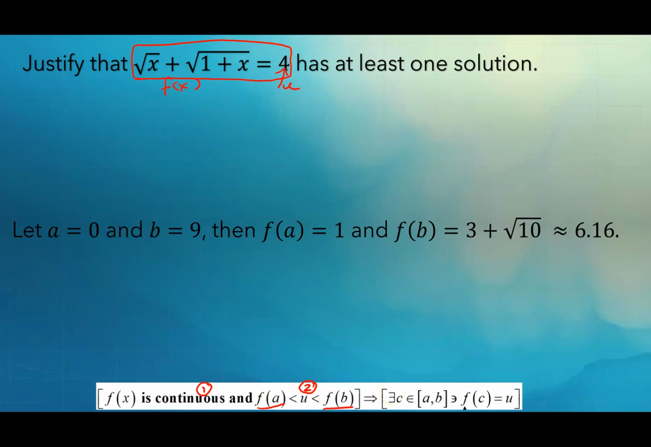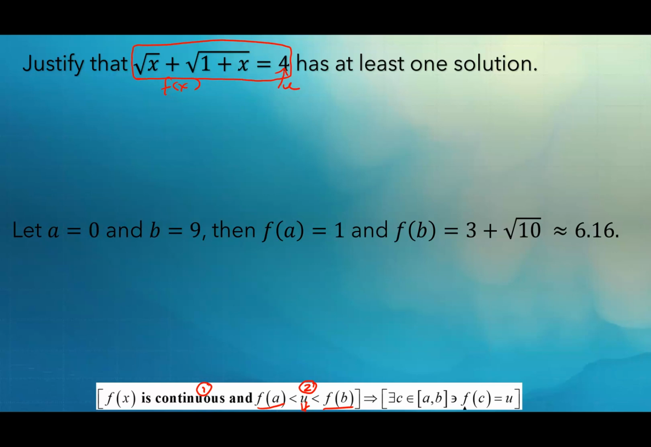So our job is to come up with an a and a b. How do you come up with an a and b? Use your number sets, right? An a is the lower limit below 4, where f of a is below 4, and then the b is the higher limit where f of b is above 4, because u, which is 4, has to be in between f of a and f of b. So using my number sense, I would say, hey, look, let's a be 0 and b be 9.